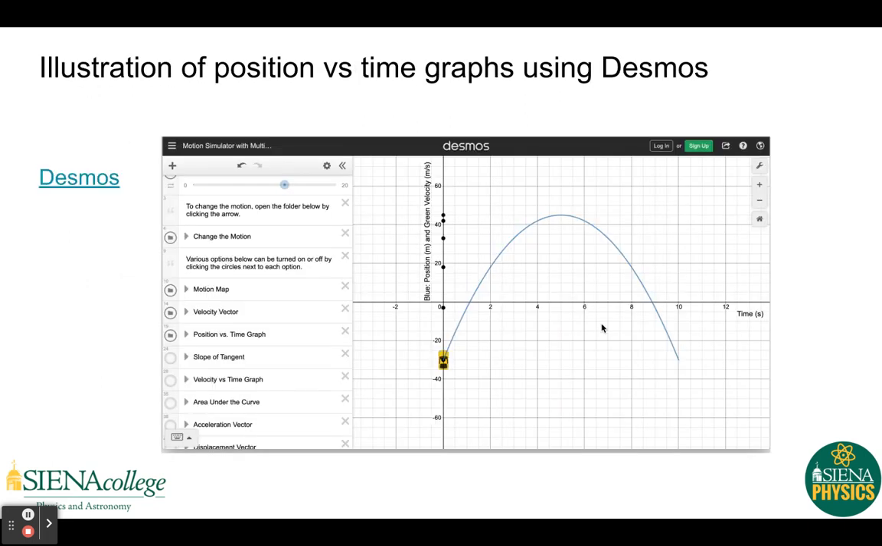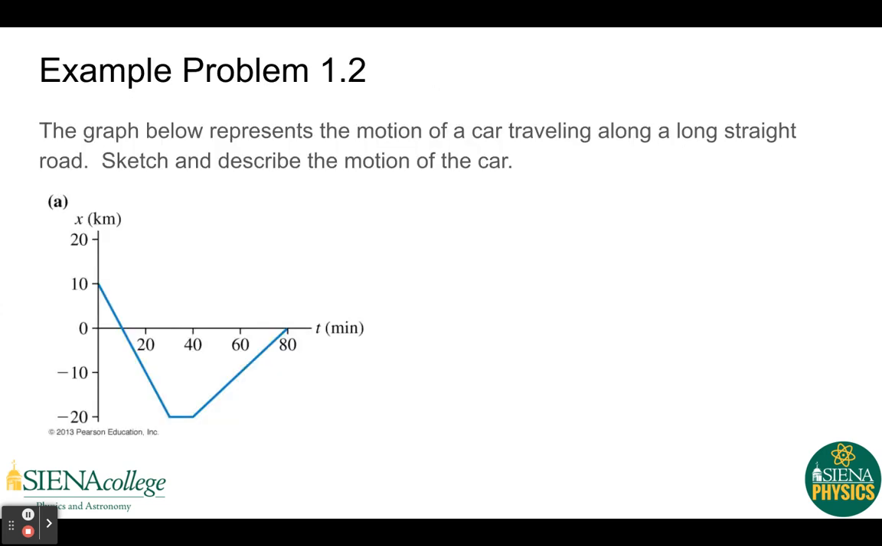I'm going to skip that. We'll do this in Desmos in class. Okay, and we'll finish up with one example here. The graph below represents the motion of a car traveling along a straight road. Sketch and describe the motion of the car.